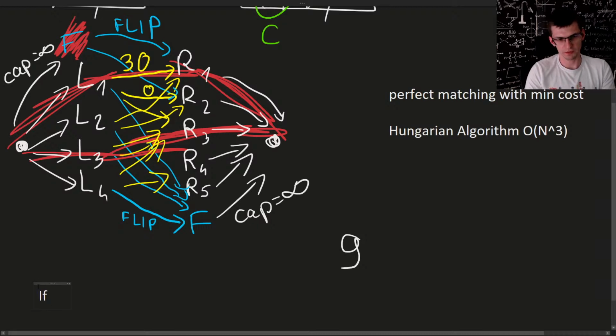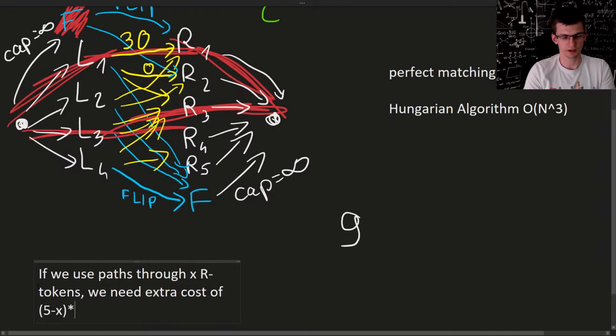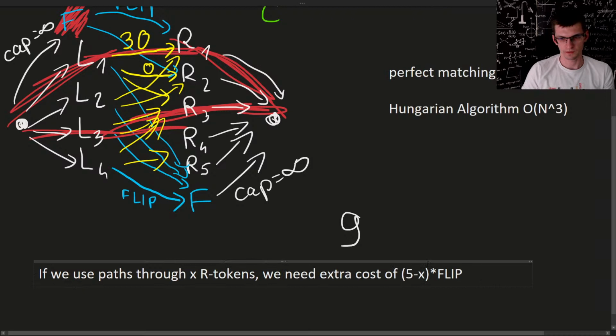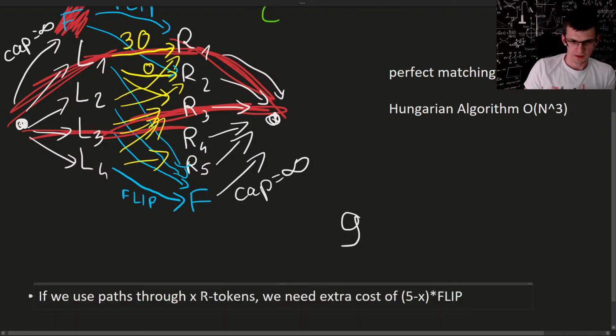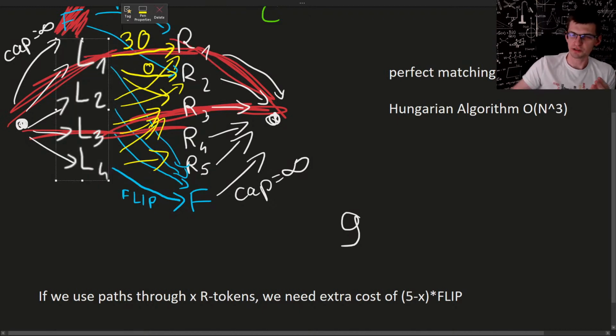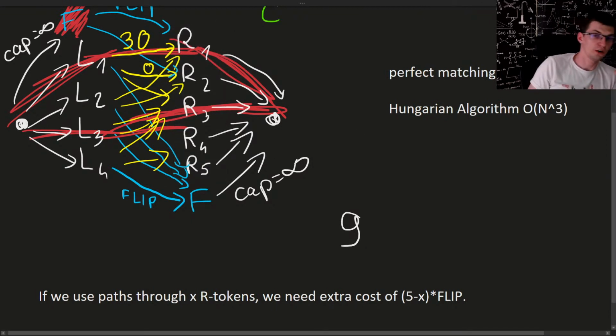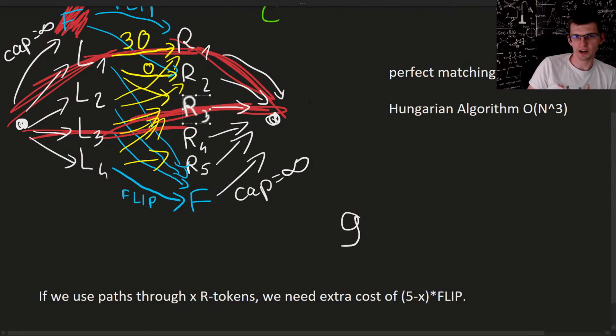I will write this down. If we use paths through some X number of R tokens, we need extra cost of 5 minus X times the cost to flip, where 5 is the number of tokens in the final grid. If you start with 4 tokens, you need to end up with 5, but you started with 4 and you just created 2 tokens on proper positions, and the left you destroyed. You need to now create 3. This is the formula. So for every thing that you didn't use among R's, you pay a cost. Or in other words, we can say that for actually using some kind of R, we get a reward.